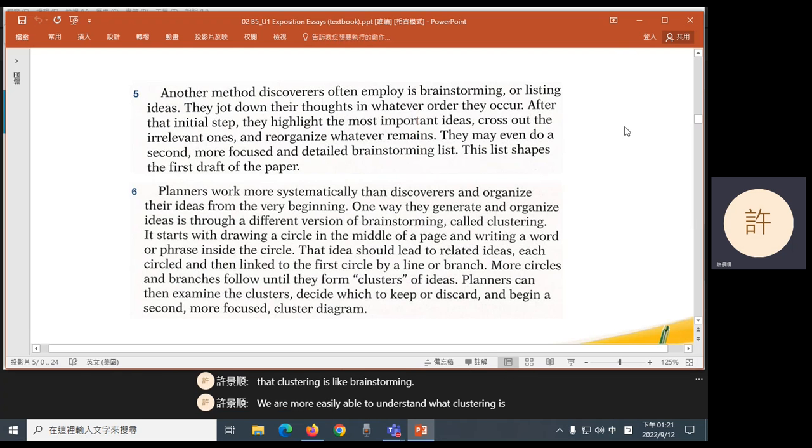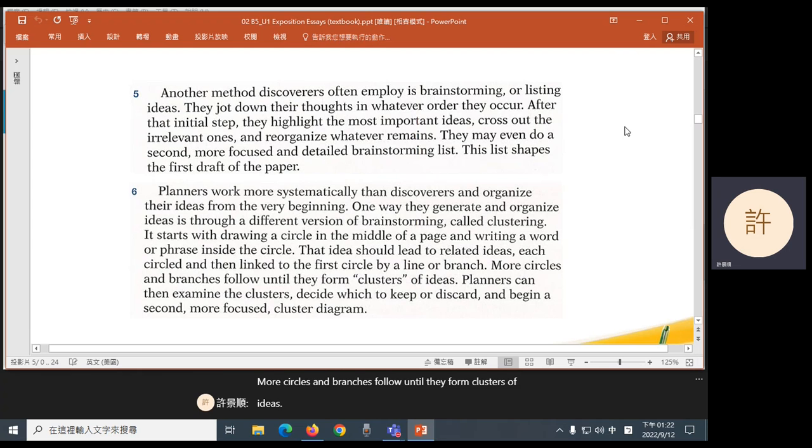It starts with drawing a circle in the middle of a page and writing a word or phrase inside the circle. That idea should lead to related ideas, each circled and then linked to the first circle by a line or branch. More circles and branches follow until they form clusters of ideas.